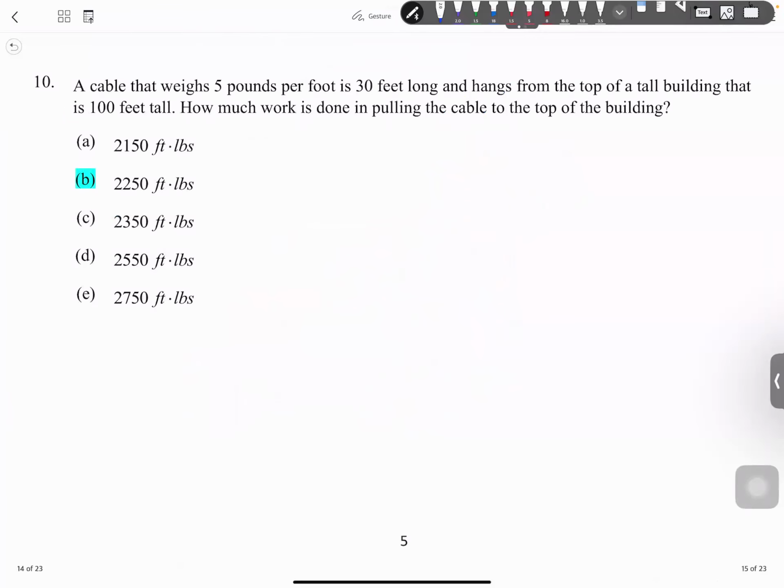All right, so this problem says that a cable that weighs 5 pounds per foot is 30 feet long and hangs from the top of a tall building that is 100 feet tall. How much work is done in pulling the cable to the top of the building?